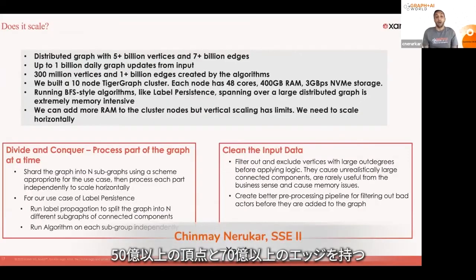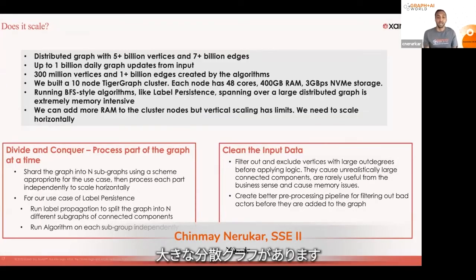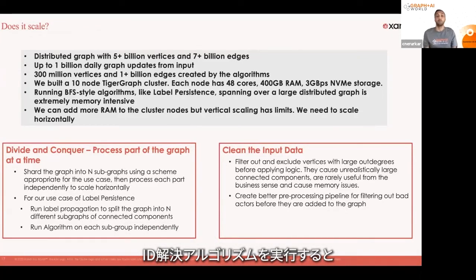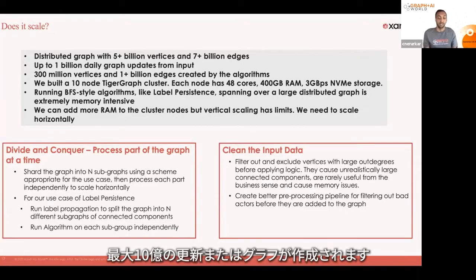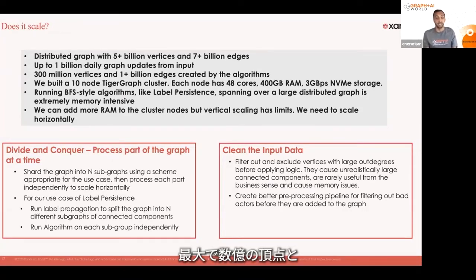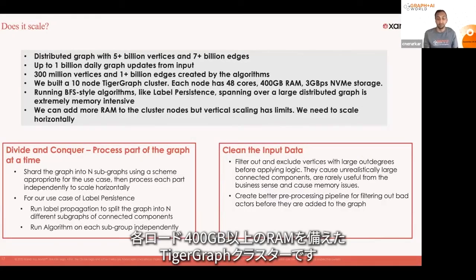So we have a large distributed graph with over 5 billion vertices and over 7 billion edges. Every single day, we make up to 1 billion new updates to our graph. Every time we run our identity resolution algorithm, we are creating up to a few 100 million more vertices and 1 billion more edges. Now we have a beefy TigerGraph cluster with over 400 gigabytes of RAM per node.